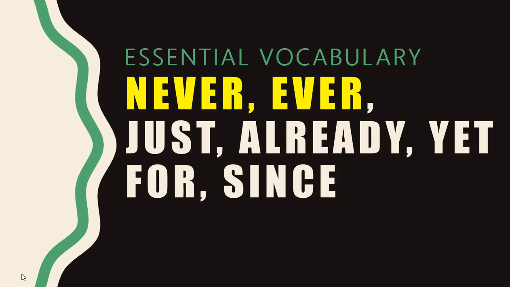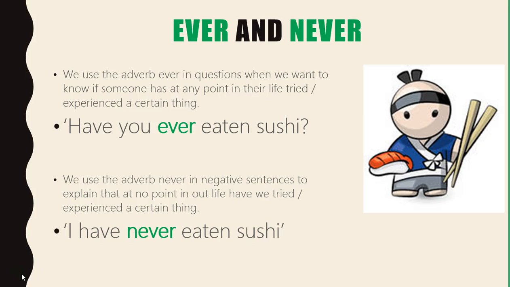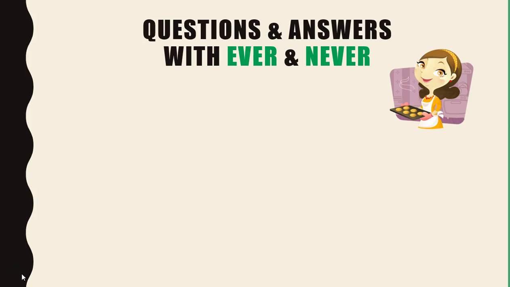So let's start with looking at never and ever, or ever and never. Ever, we use the adverb ever in questions when we want to know if someone has at any point in their life tried or experienced a certain thing. So for example, looking at the picture here, have you ever eaten sushi? And we use the never as a negative sentence. We use the adverb never in negative sentence to explain that at no point in our life have we tried or experienced a certain thing.